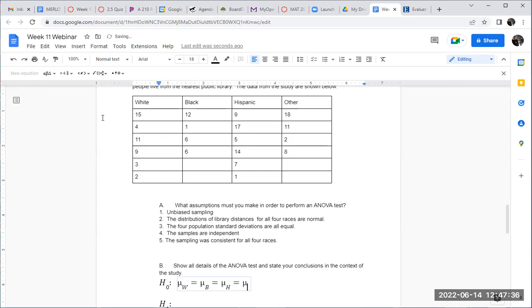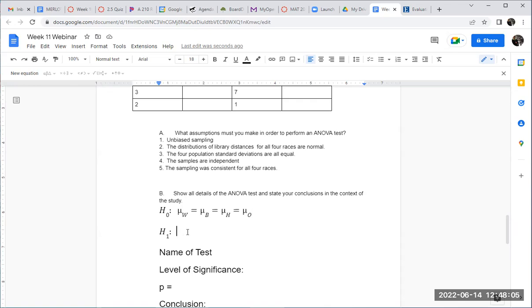sub O. So the population mean distance from the library for whites is the same as the population mean distance from the library for Blacks, which is the same population mean distance from the library for Hispanics, which is the same population mean distance from the library for people of other races. Any questions on that?